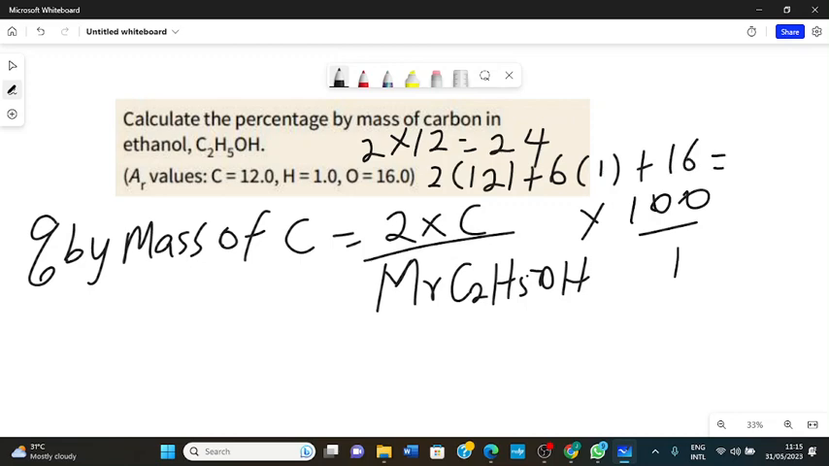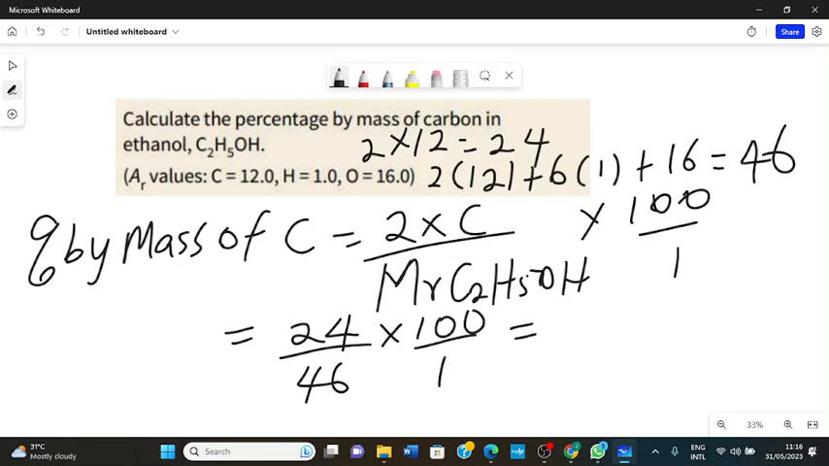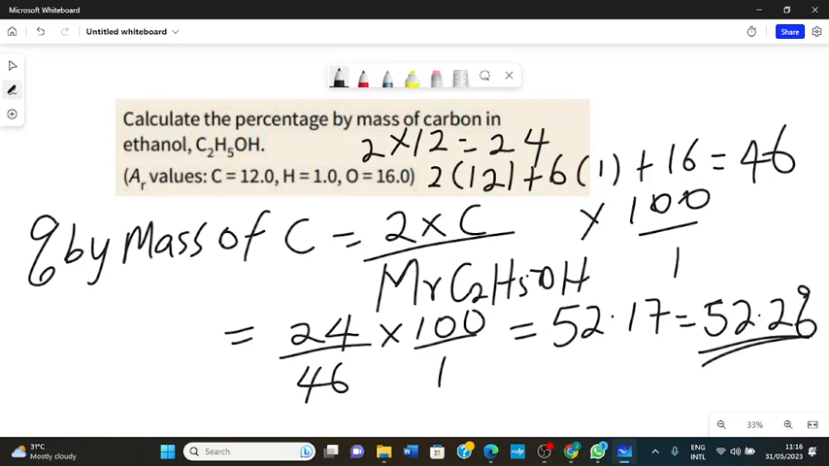So using my calculator, 12 times 2, then plus 6, then plus 16 is equal to 46. Therefore, 2 times 12, which is 24, divided by the molar mass of ethanol, 46, times 100 over 1, which is equal to 24 times 100, divided by 46, which is equal to 52.17, which is approximately 52.2% to 1 decimal place.